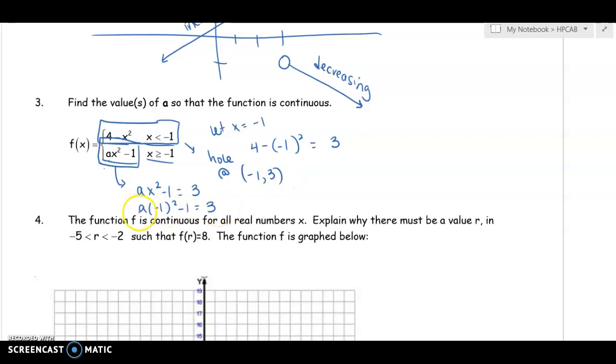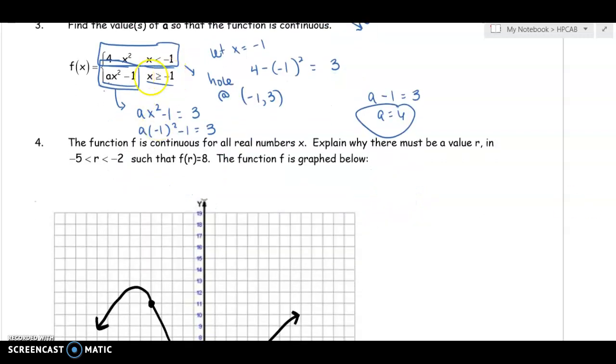And so now we can find out what our a value is. When we plug this in, we're going to get a minus 1 equals 3. Add the 1, you're going to get a equals 4. And so now when you plug in -1 with a being 4, you'll create a point at (-1, 3), which fills in the hole.